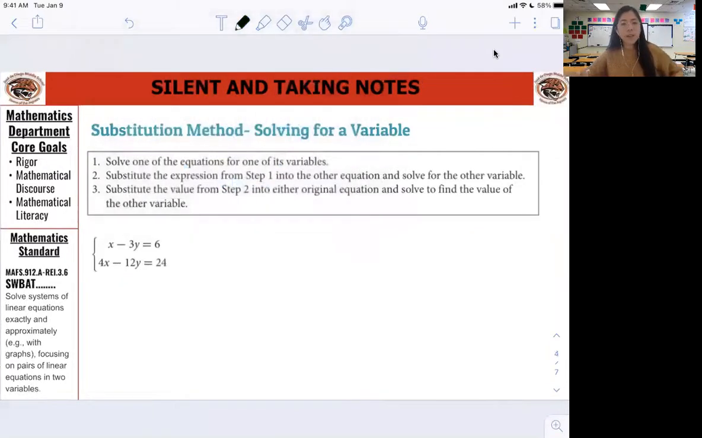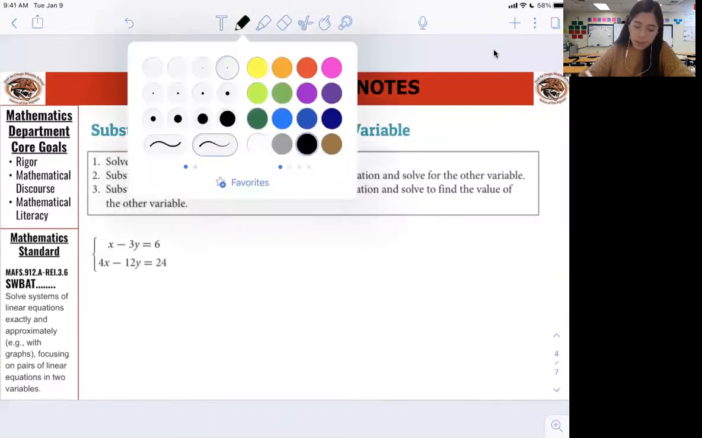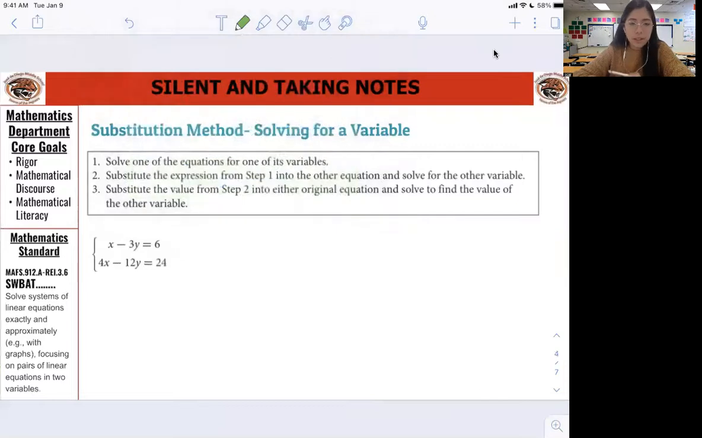Okay, this one is a little bit more like what we're used to seeing. Now in this case, I always want to think about which variable is easiest to isolate. I noticed that this y has a negative 3, this x has a 4 in front of it, and this y has a negative 12 in front of it. So none of those are good candidates. Instead, I'm going to want to isolate this x because it's already pretty close to being alone. So that's going to be my first step.